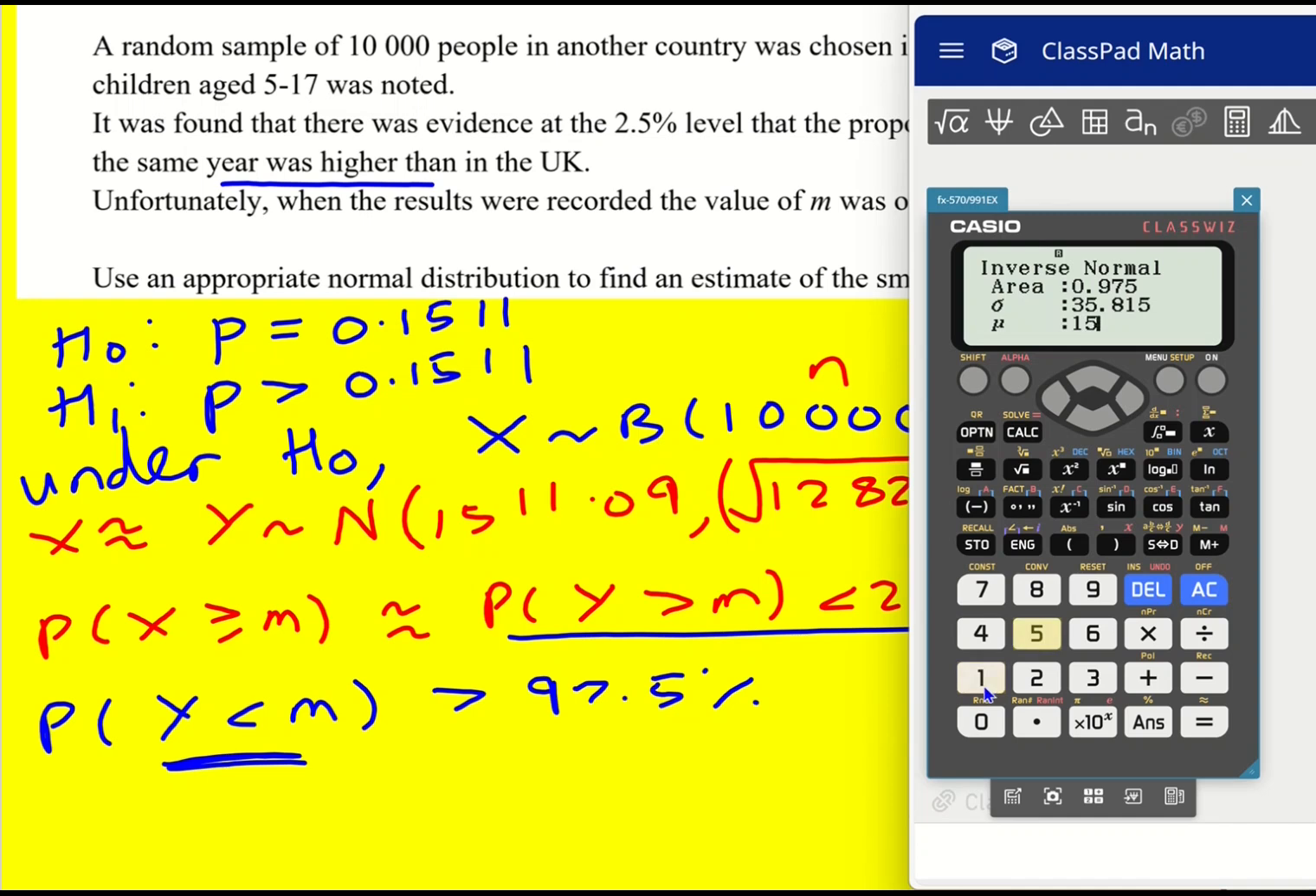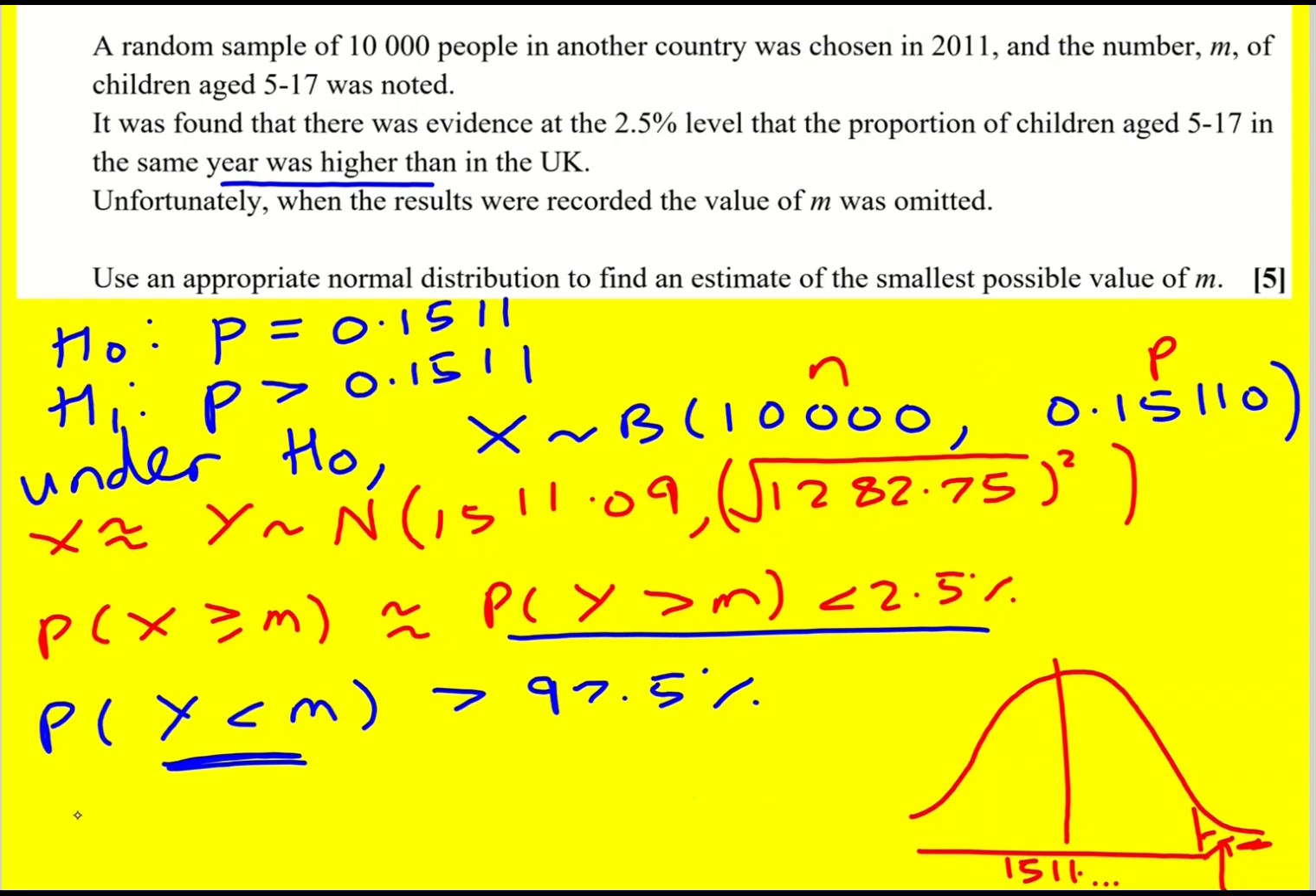The mean is 1511.09. And we get 1581.28. Actually, that means that M has to be greater than 1581, I've already forgotten what it was, 0.28. So for us, the minimum is actually going to be 1582. Because if you had 1581, you'd actually get something slightly lower than 97.5%. You'd be out of the critical region.